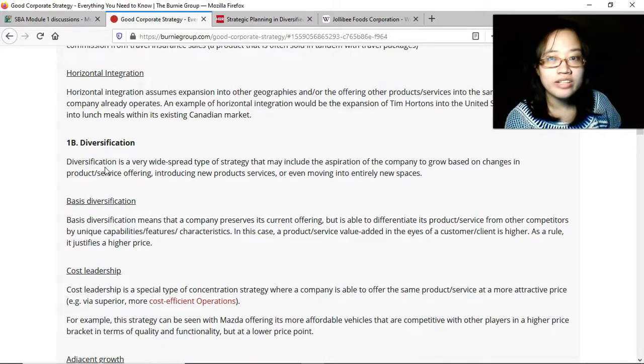And then the second one, diversification under the growth strategy. So diversification is a very widespread type of strategy that may include aspiration of the company to grow based on changes in product service offering, introducing new products or services, or even moving into entirely new spaces. Okay, so it has something to do with the product. Either you're going to make improvements on it, or you're going to pair it up with other products, or you're going to introduce a completely new product or a completely different product line.